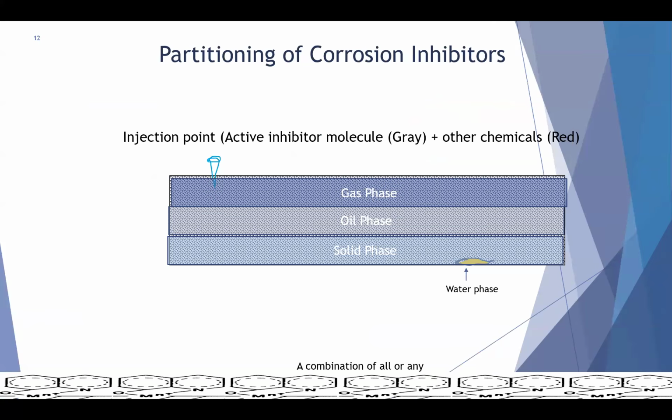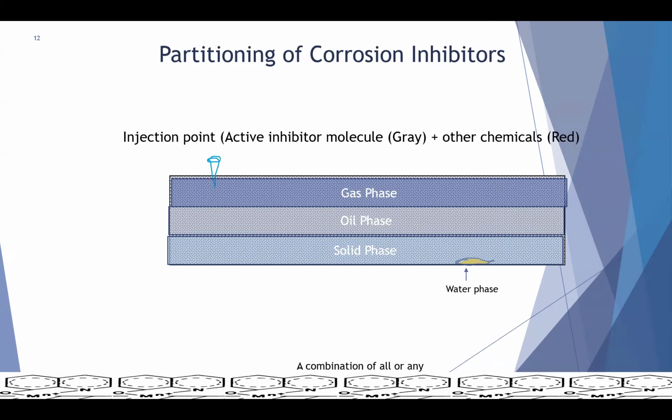Let us take the worst case scenario in which, for example, the inhibitor is being injected in the gas phase. That is an example of a multi-phase pipeline. When an inhibitor is developed, the chemical supplier, at the injection point, injects corrosion inhibitors that have 2 components. One, the active inhibitor molecule. That is a molecule that absorbs onto the surface where corrosion occurs and controls internal corrosion.